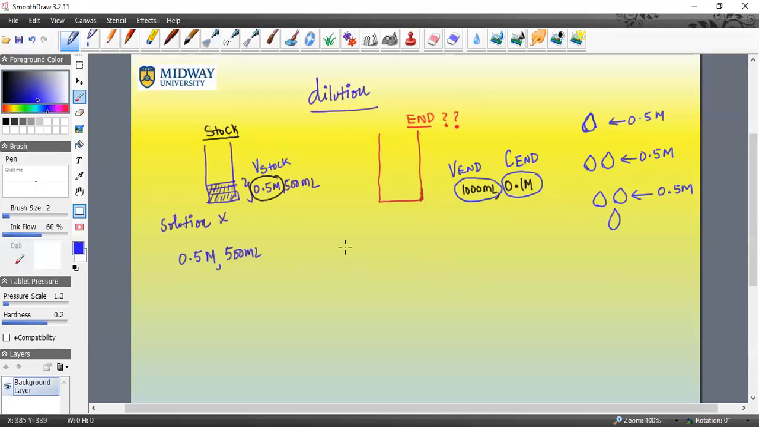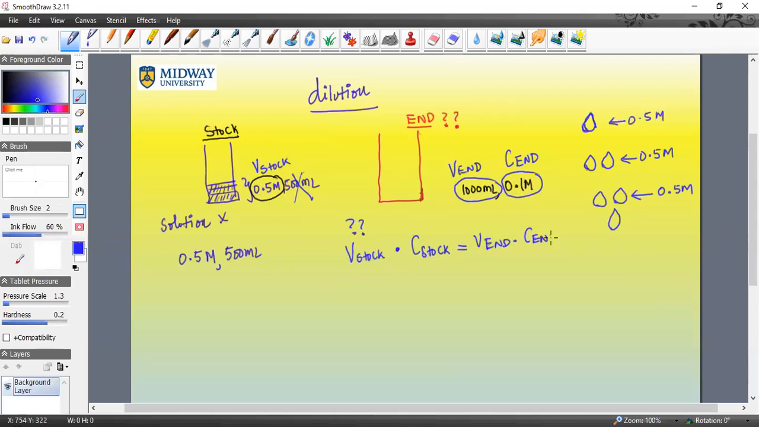So there's a simple formula, which is V stock times C stock, because we have to find out how much we have to take out of this 500 of this 0.5 to make this. So we need both. This is what we're ultimately calculating, because we already know the end volume and concentration. This volume has no bearing. So V stock times C stock equals V end times C end.